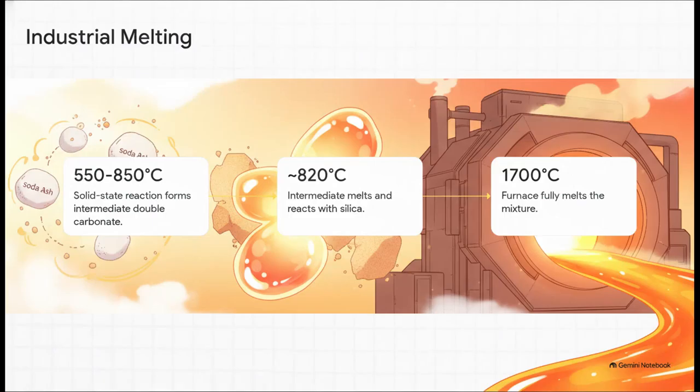So how does this actually play out during industrial melting? Well, as Dr. Chem shows us, we don't just blast the raw ingredients to maximum heat instantly. It's a process. Between 550 and 850 degrees Celsius, solid-state reactions form this intermediate double carbonate. Then, right around 820 degrees, this intermediate product melts and starts heavily reacting with the solid silica grains. And finally, the whole shebang is subjected to a staggering 1700 degrees Celsius in a gigantic smelting furnace, turning the batch into a glowing, bright orange liquid.